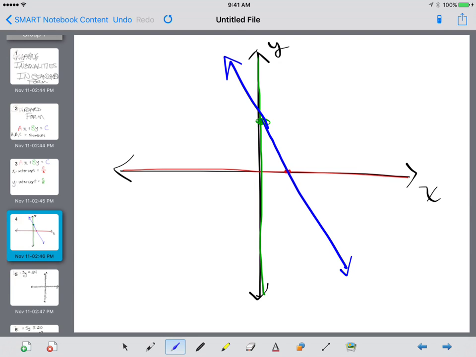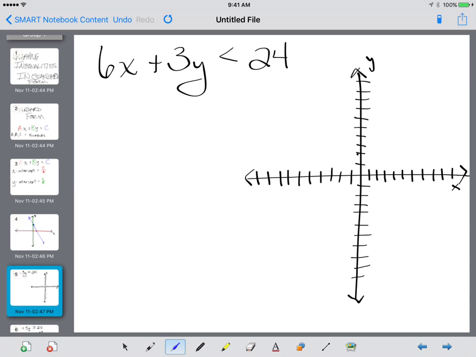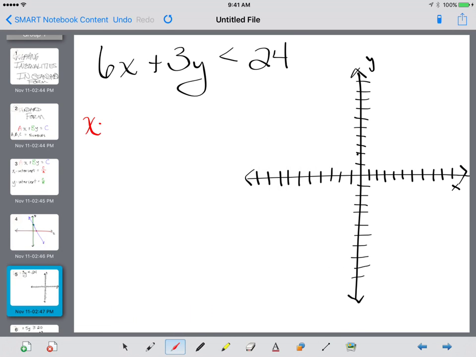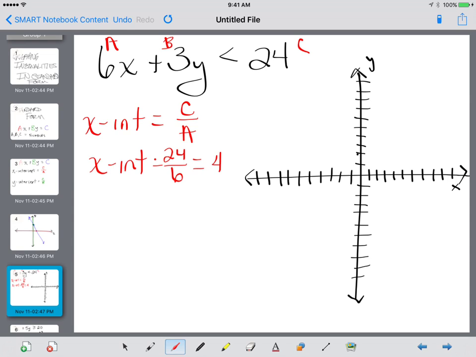So I'm going to show you what this looks like as an inequality. Suppose we want to graph 6x plus 3y is less than 24. To find our x-intercept, we need to take c divided by a. Well, let's label our variables. 6 is a, 3 is our b, and 24 here would be our c. So the x-intercept is going to equal 24 divided by 6, which is positive 4.